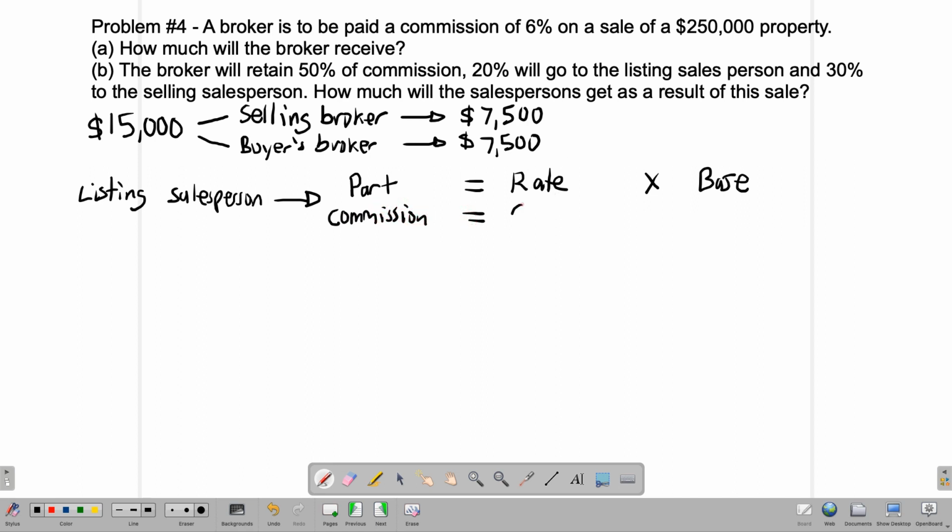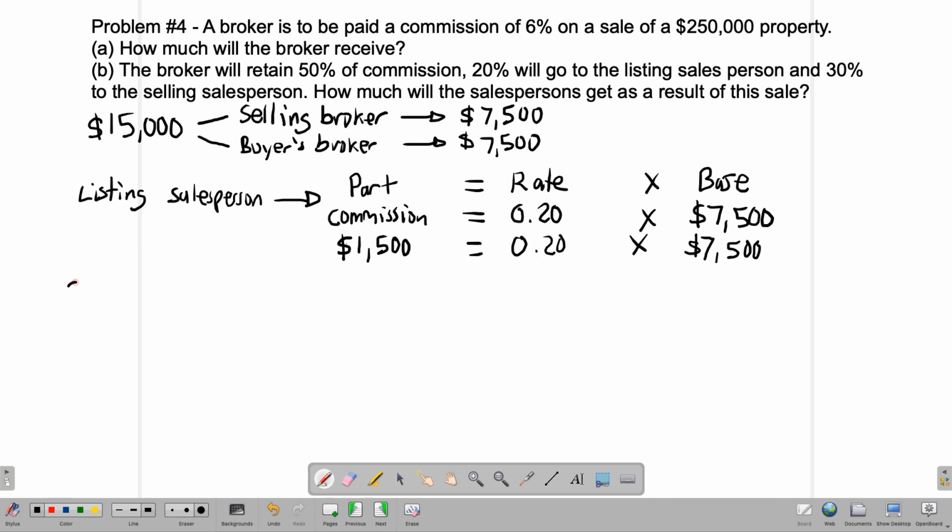And the rate, we say we're going to receive a 20% rate for the listing salesperson. And of course, that's applied to whatever their broker received. In this case, it would be $7,500. So we multiply 7,500 times 20%, and in this case here, we have a value of 1,500. And this is what we wanted to show for the listing salesperson.